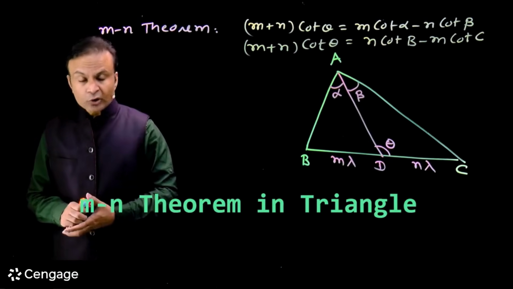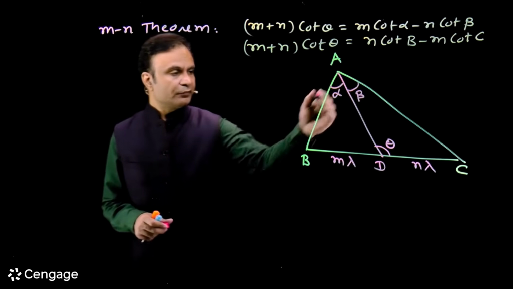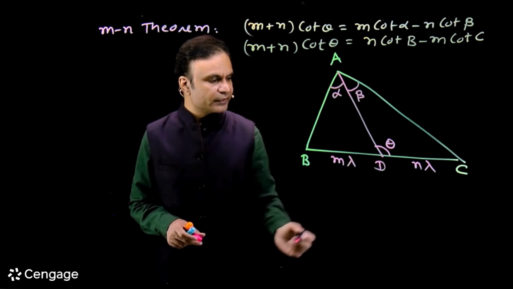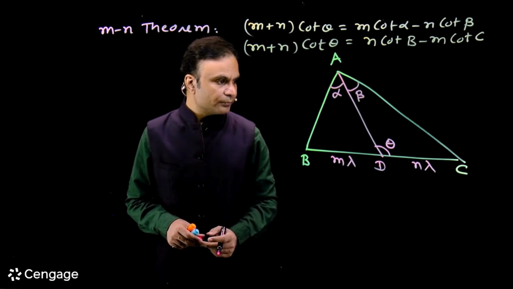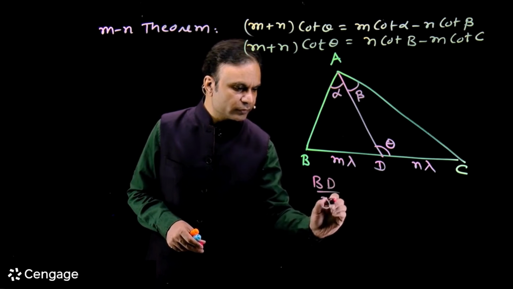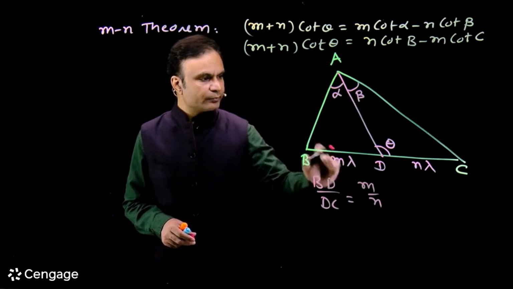Okay, now we have one more rule in triangles called the MN theorem. The theorem is like this. We have triangle ABC, and a line through vertex A meets the opposite side BC at D. D divides BC in the ratio M upon N. Here we have BD upon DC is equal to M upon N. The angle between the line and BC is theta.